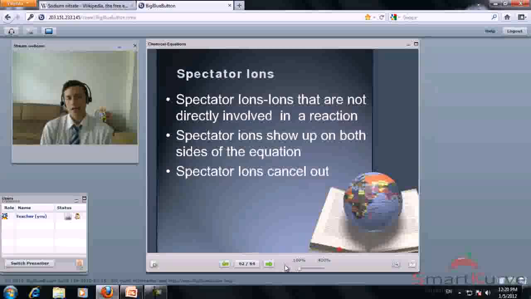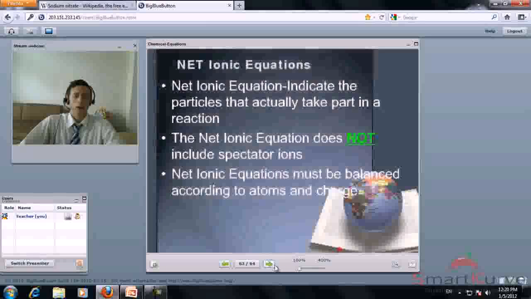Remember what a spectator is. A spectator is someone who is watching something take place. For example, if you go to a football game, you have the two teams competing on the field. The spectators are the people in the audience, the people who are just watching the game. A spectator ion is like a spectator at a sporting event, like a spectator at a football game. They aren't actually playing the game, they're sitting on the side as if they were watching it. They show up on both sides of the equation, and they cancel one another out.